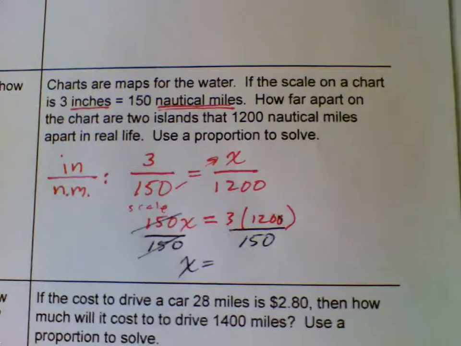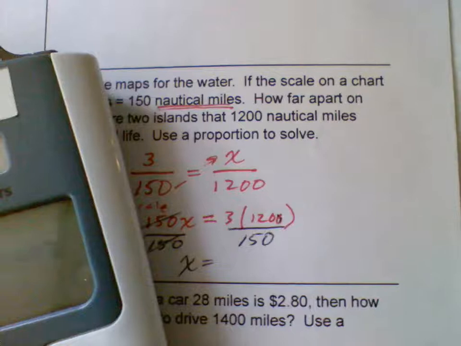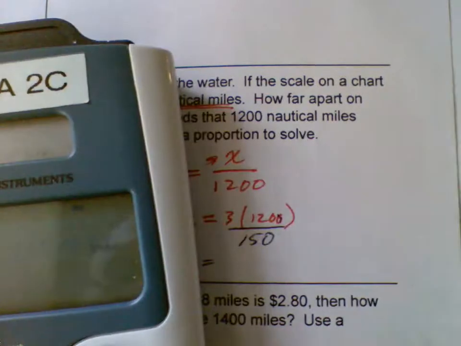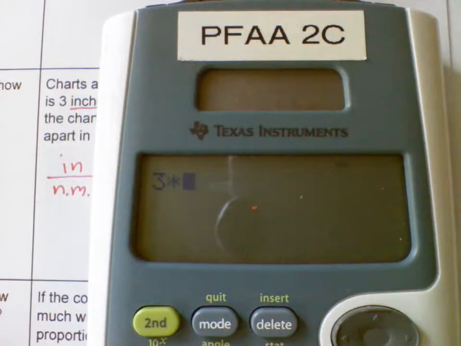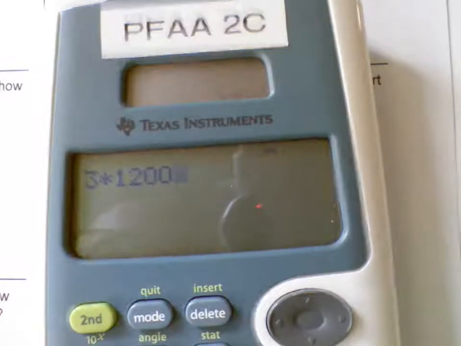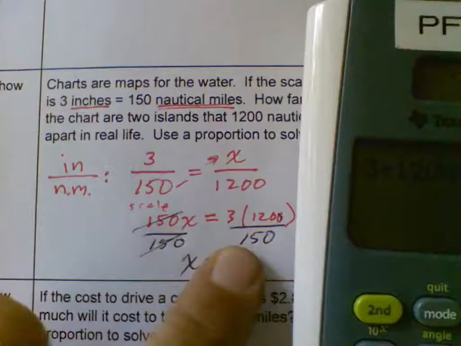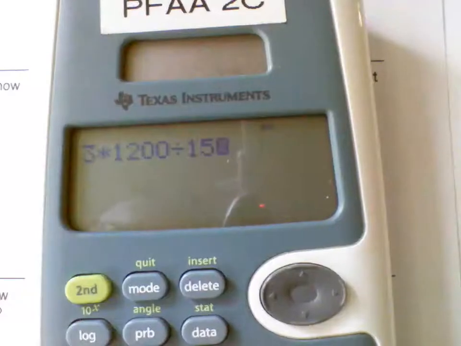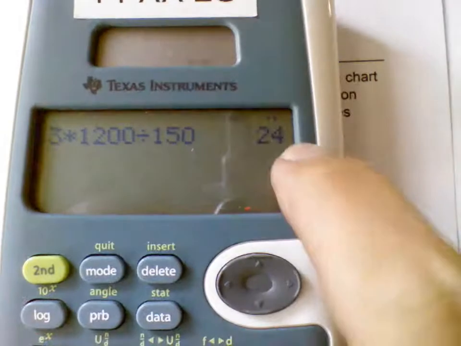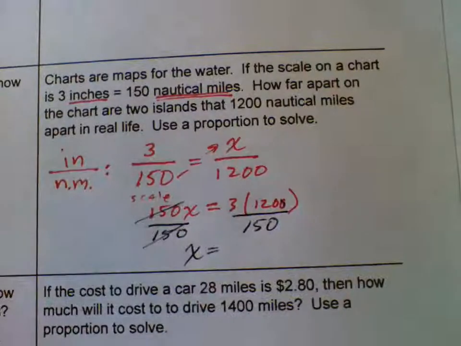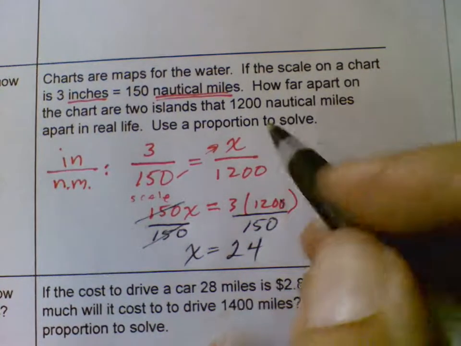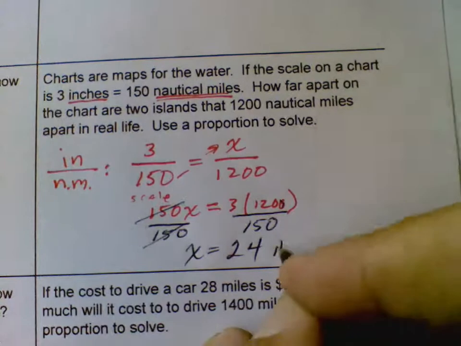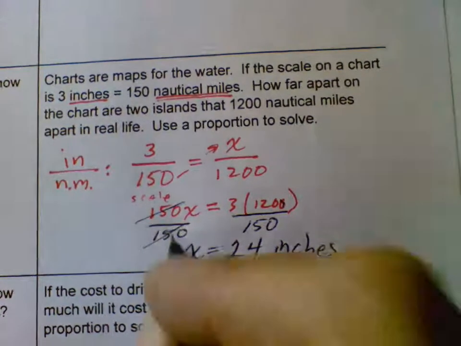Okay, for that, we will whip out a calculator. Turn that bad boy on. Clear. And so I'm going to type in 3 times 1,200. I'm going to divide that whole thing by 150. When I do that, I get 24. So that's saying on the chart, 2 islands that are 1,200 nautical miles apart are going to be 24 inches apart on my chart.